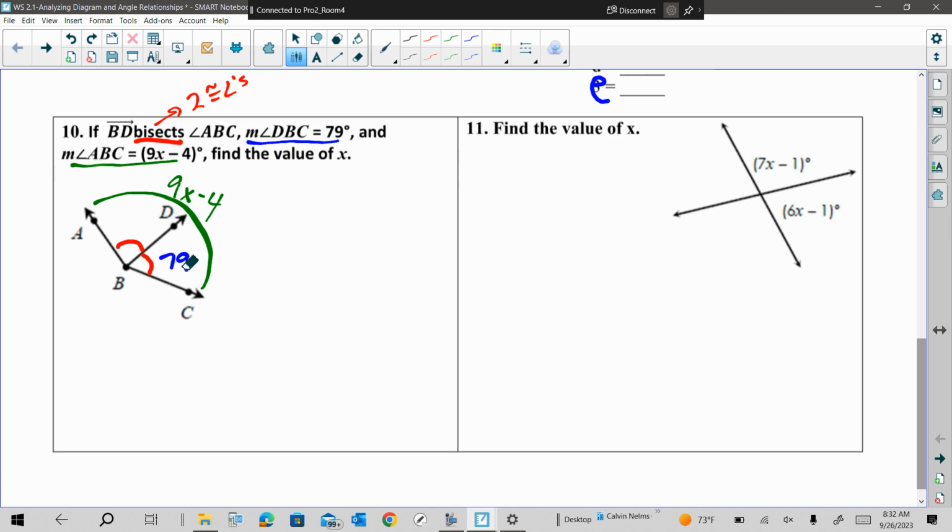So if DBC is 79, then what is ABD? It's also 79. The 9x minus 4 represents the whole angle. So what's our equation here? 79 plus 79 equals 9x minus 4.